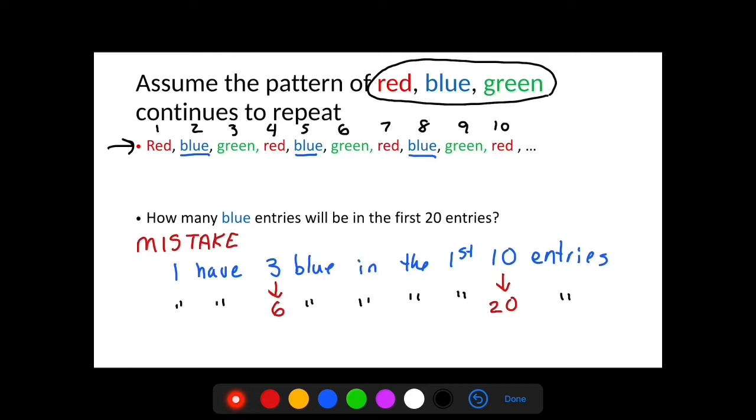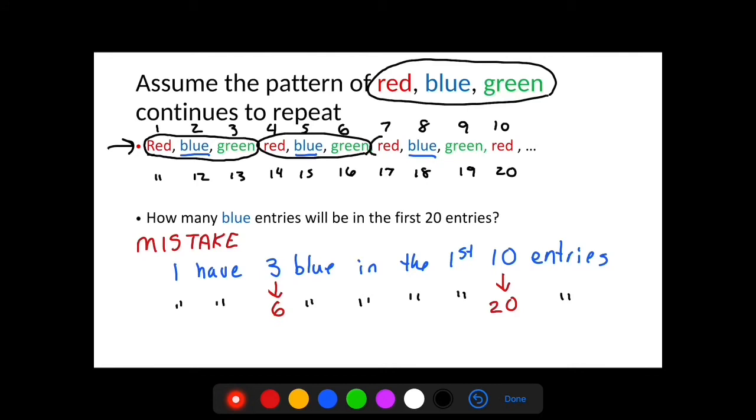So I'm going to make a space for the first 20 entries, and then I'm going to make sure that I'm properly continuing my repeating pattern. Red, blue, green, red, blue, green, red, blue, green, red. So then I'm going to have to continue blue, green. My group was split here.